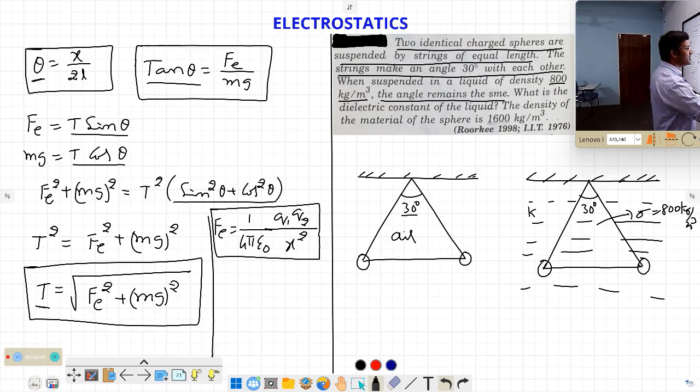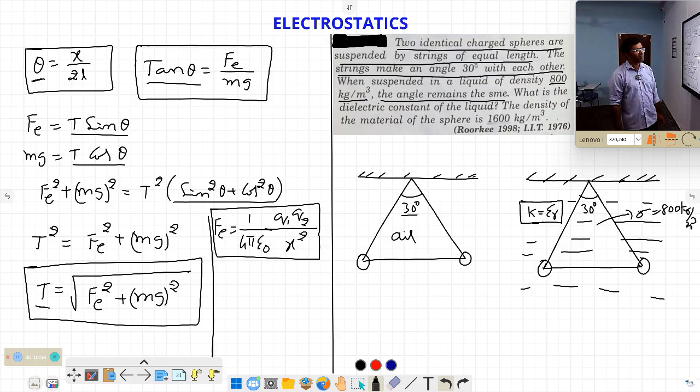According to electrostatics, dielectric constant is also called relative permittivity. Relative permittivity has different definitions, but before that, we'll complete the question. So they are asking us to find the dielectric constant.